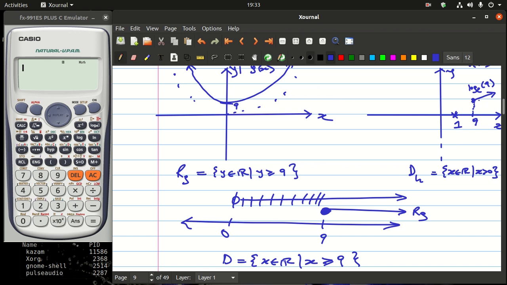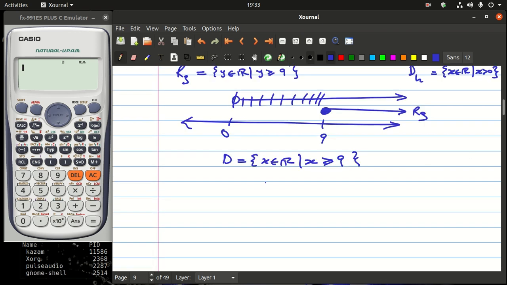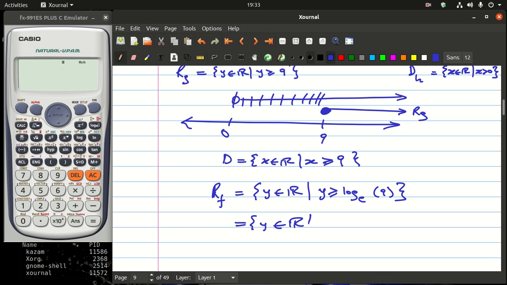So the range of the remaining piece of the function is start here and then it goes all the way up. So we can say actually that the range of f is y is an element of real numbers such that y is greater than or equal to log e of 9. Or you can just say y is an element of real numbers such that y is greater or equal to ln of 9. That's all there was to this particular problem.